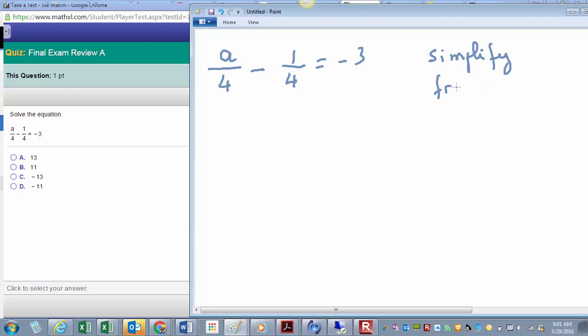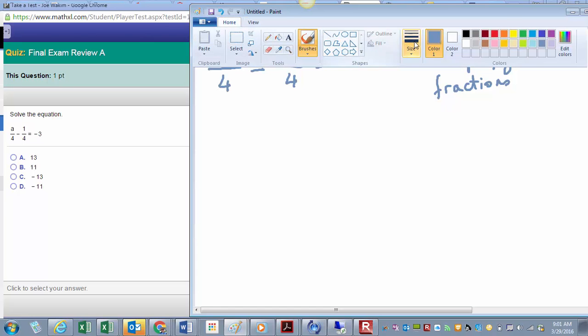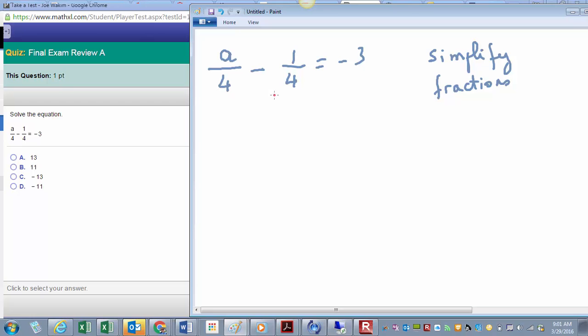Simplify fractions. To do that, I'm going to use what is called the multiplication principle. I'm going to multiply everything by the lowest common denominator, which is 4. So let's multiply this by 4, this by 4, and this by 4. If you multiply the first one by 4, that 4 will cancel, so you end up with a. Multiply this by 4, 4 over 4 is just 1. Multiply this by 4, you get -12.